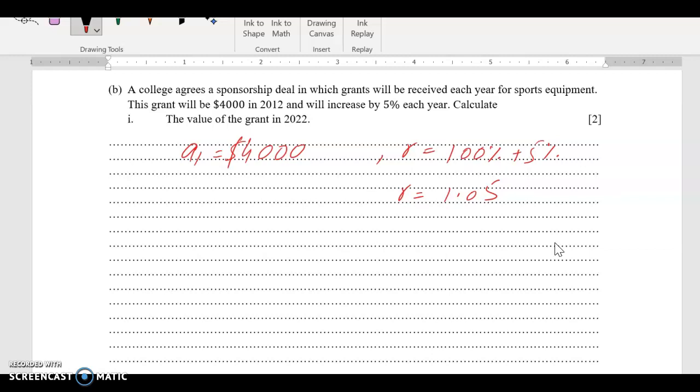So for the value of the grant in 2022, we can use the formula an is equal to a1 r to the power of n minus 1. There are 11 years, so this will be 4,000 times 1.05 to the power of 11 minus 1. So a11 will be equal to $6515.5.